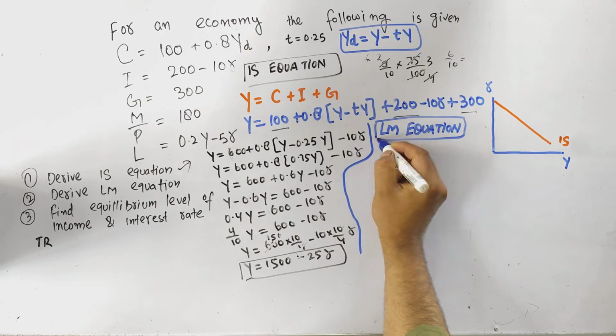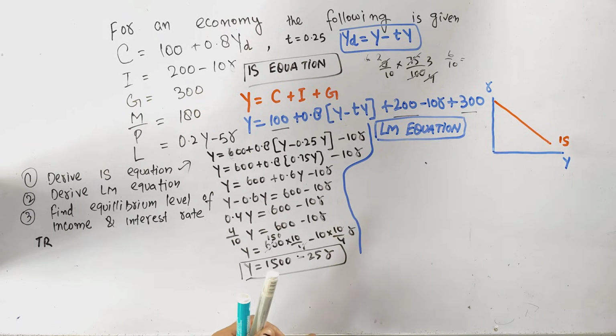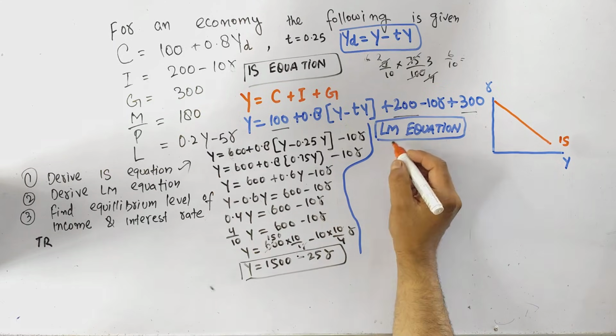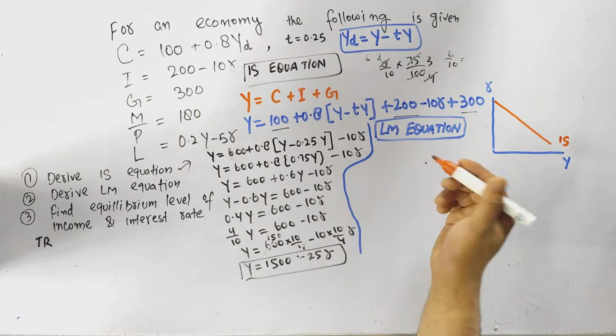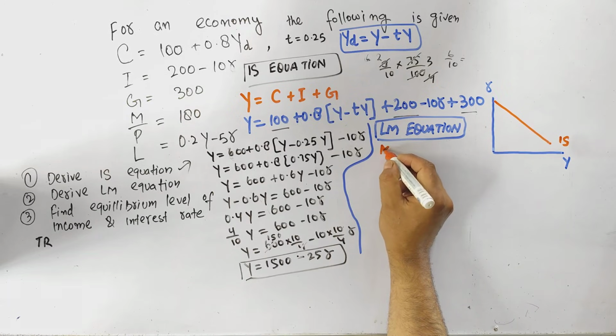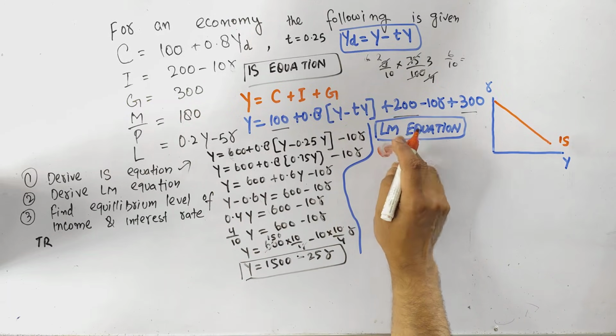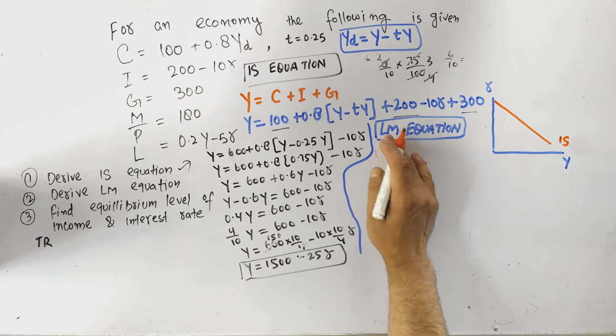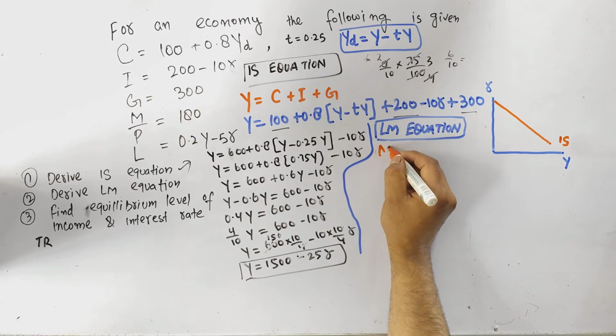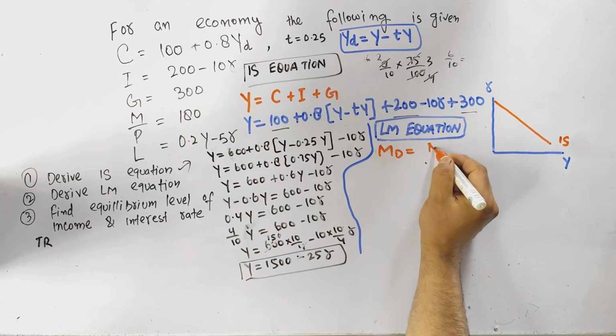Now the LM equation shows us the money market equilibrium. The money market is in equilibrium when the demand for money is equal to the supply of money. So for money market equilibrium, our demand for money, which is denoted here by L, is equal to the supply of money.